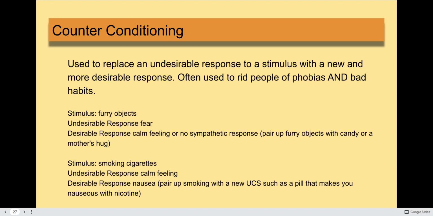Anyway, so let's take the stimulus of smoking cigarettes. And it produces an undesirable response called a calm feeling. And it's undesirable because you don't want to be smoking cigarettes to get that. So what we have done in counter conditioning techniques is to pair up smoking with a whole new unconditioned stimulus, like a pill that makes you nauseous every time you smoke nicotine. And now when people start to pick up a cigarette to smoke, they don't associate it with a calm feeling, they associate it with nausea.